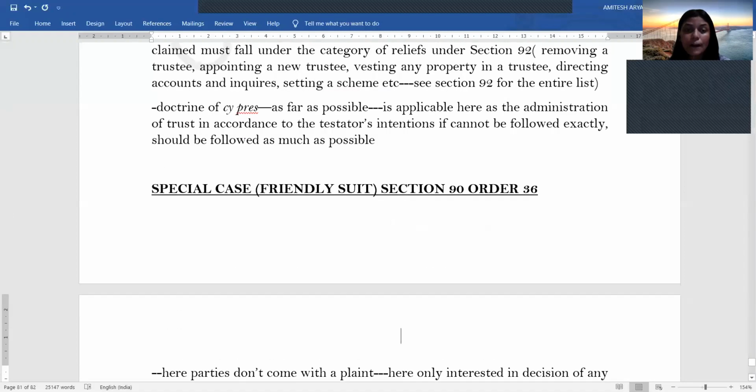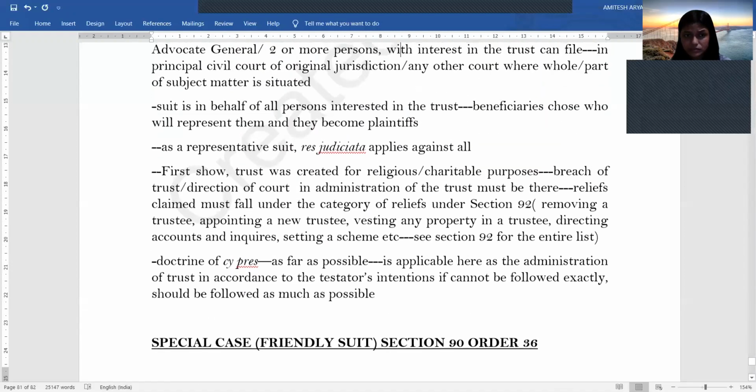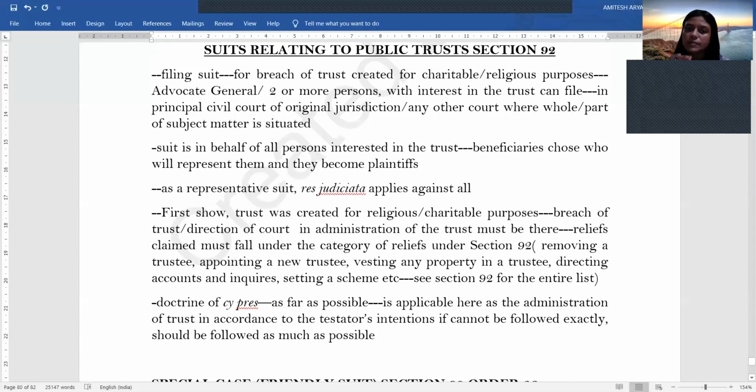Now, firstly, for coming under this section, you have to show that this trust was created for religious or charitable purposes. There was a breach of trust or there was a direction of court for administering the trust that was breached. Now, the reliefs, whatever has been claimed, must come under the category of reliefs that has been given under section 90.